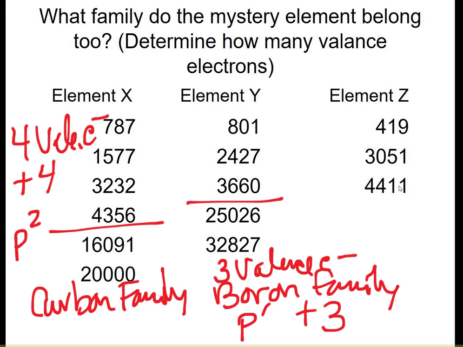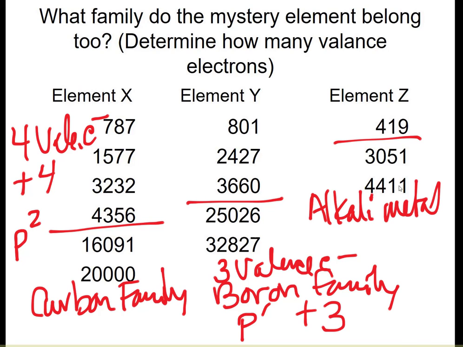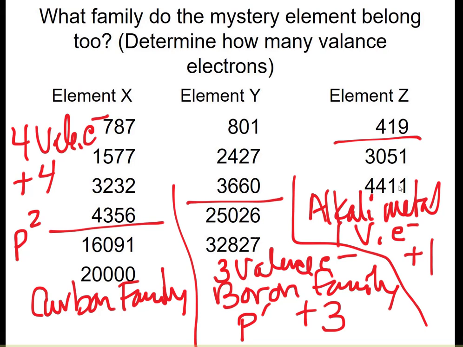And last but not least, element Z. This is my alkali metal family. It has 1 valence electron, and my oxidation number is +1. So this is all the information that we can get from ionization energy data.